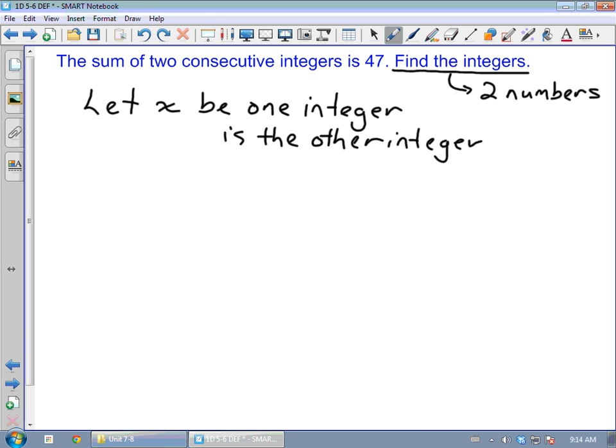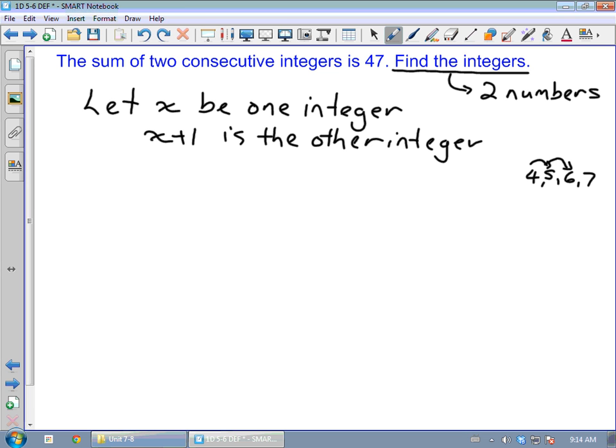Okay, good. All right. So if they're consecutive, they come one after another, like 4, 5, 6, 7. How do we go from one integer to the next consecutive integer, Emerson? We have to add 1. So what is the other integer going to be? If our first one is x, x plus 1. Okay. So if x is one integer, x plus 1 is the other integer.